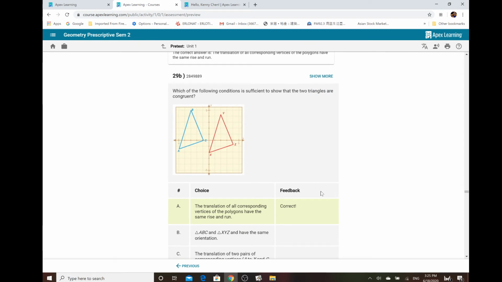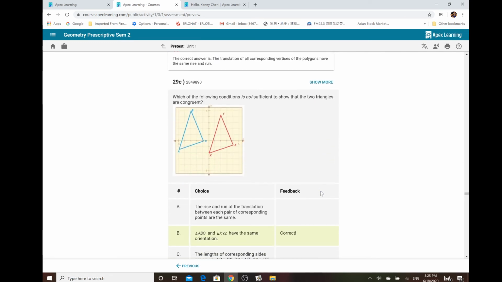For the triangles too, it shows the exact same kind of translation. Again, triangle ABC and triangle XYZ have the exact same orientation. So exact same orientation, that means the same kind of translation. Wait a minute. Which of the following conditions is not sufficient? Not sufficient means it's not good enough to prove they are congruent. So this one is saying the same orientations. Okay, orientation also includes reflections. So obviously this one is not true.